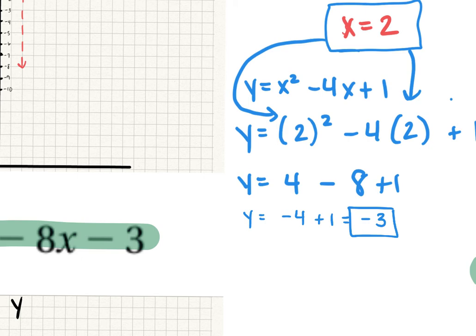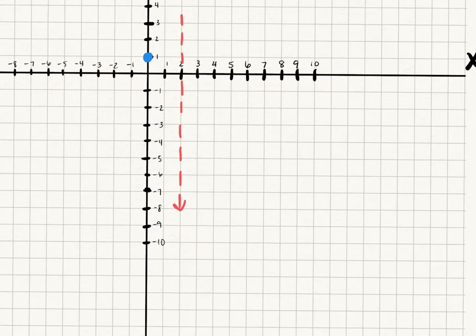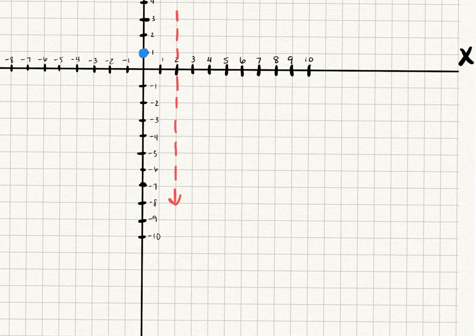So look what happens, okay? Our x was 2, our y is negative 3. So (2, -3). That is our vertex, and it's going to lie on the axis of symmetry. So let's find that point, (2, -3). (2, -3) is right here. It should be on our axis of symmetry, which it is, and this is our vertex. So for our graph, we're just going to connect these 2 dots and do the same thing on the other side.